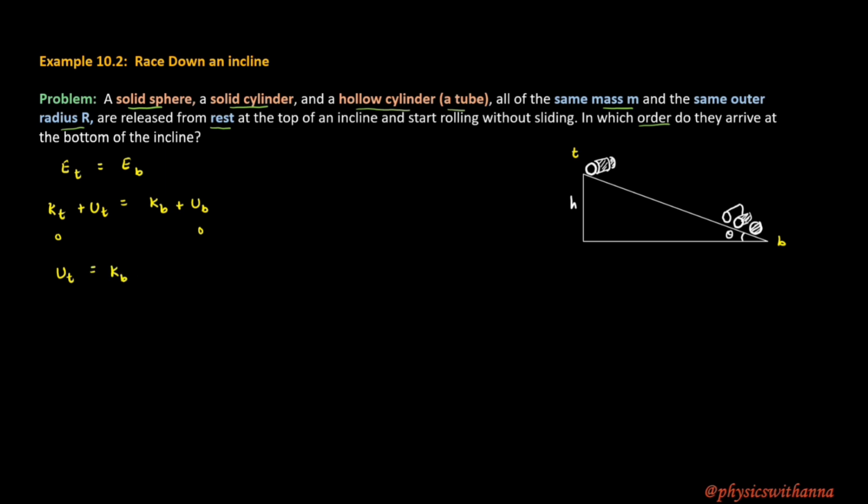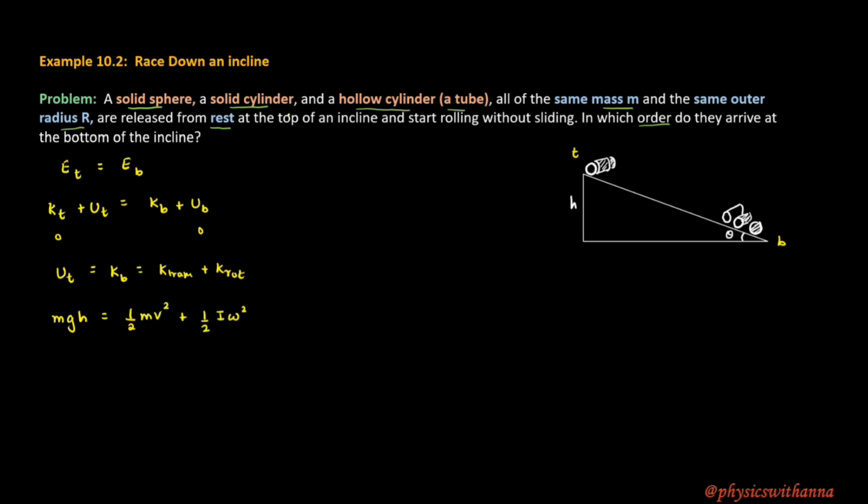Now, since the objects are rolling, kinetic energy over here will be the sum of two kinetic energies, translational and rotational. So I can write kinetic energy at the bottom as translational kinetic energy plus rotational kinetic energy. Now let's substitute their rule. Potential energy at the top is gravitational potential energy. We write this as mgh. Translational kinetic energy will be half mv squared and rotational kinetic energy is half I omega squared.